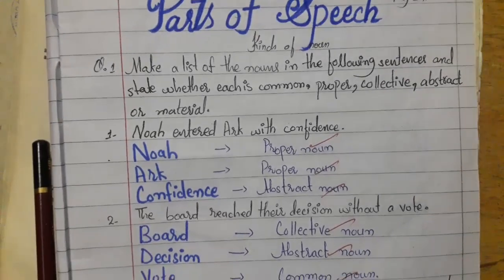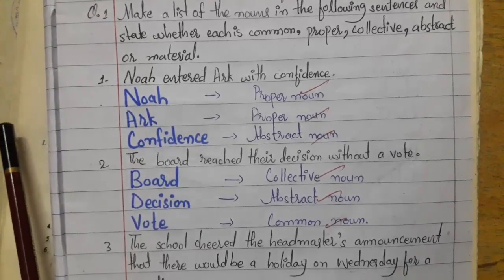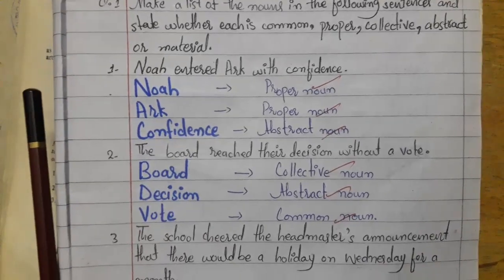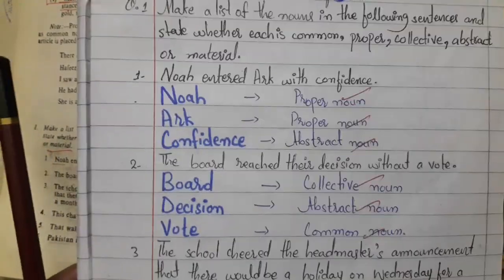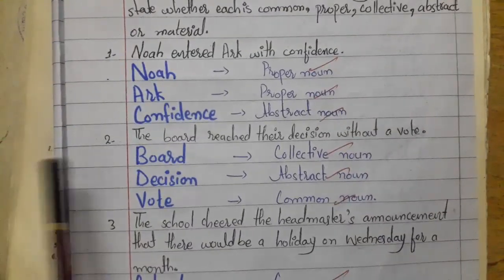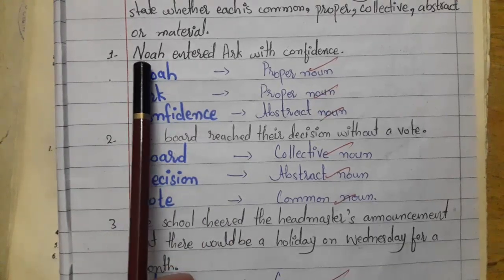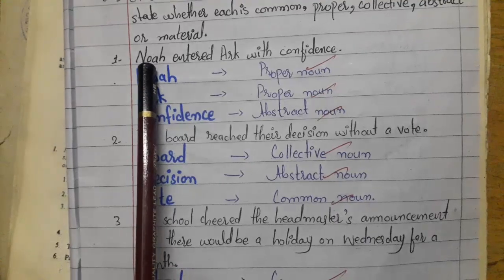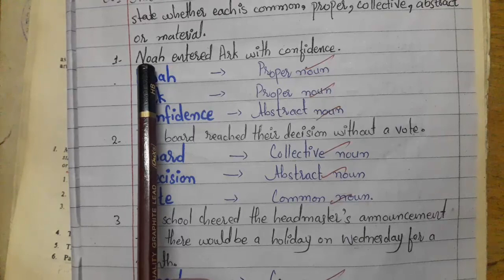Okay, like this. First statement is: Noah entered the ark with confidence. These statements are already done, and I am doing all this exercise from the copy, so it will make you more clear. First statement, Noah entered the ark with confidence. Here in this statement we can see Noah. It is the name of the prophet. It means it is the name of a particular person, so it is a proper noun.